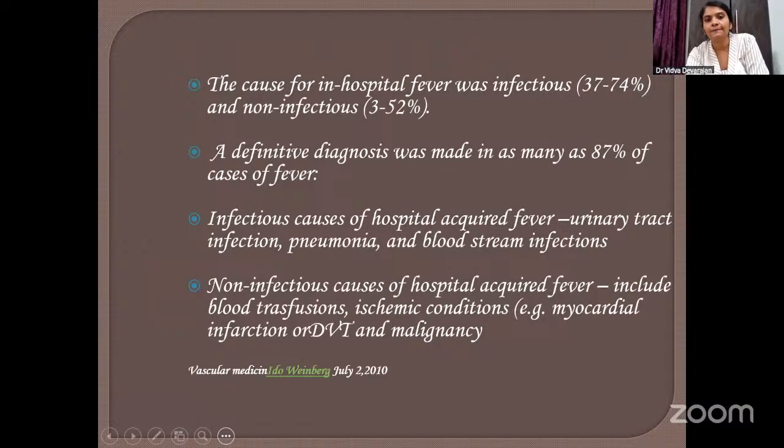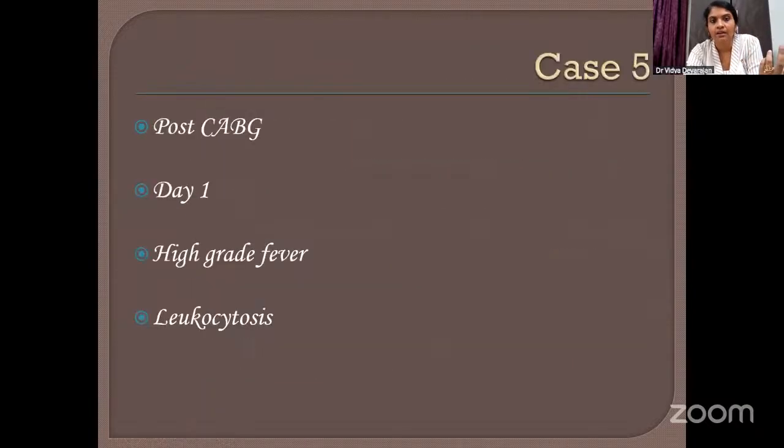The cause for in-hospital fever, if you look from this study, was infectious in 37 to 74%. Look at the chunk, 3 to 50% can be non-infectious. You may not be able to make a diagnosis in every case of fever. In this study, 87% had a definitive diagnosis. Common causes of hospital-acquired or nosocomial infection-related fever could be pneumonias, UTI, bloodstream infections. Whereas non-infectious fevers could be blood transfusion, ischemic conditions, infarctions, DVT, and malignancy.